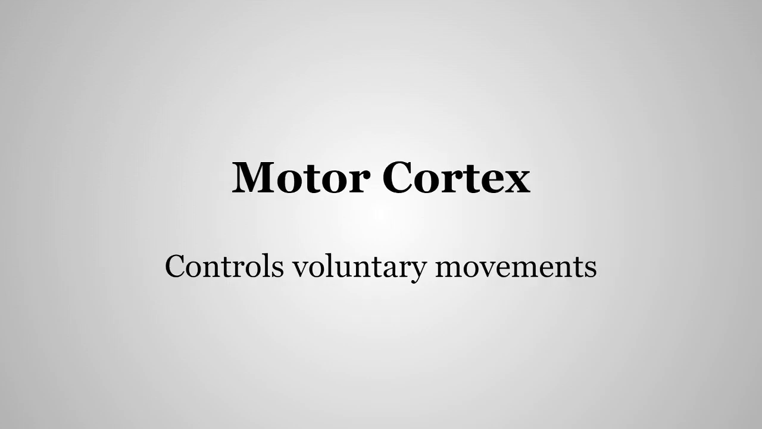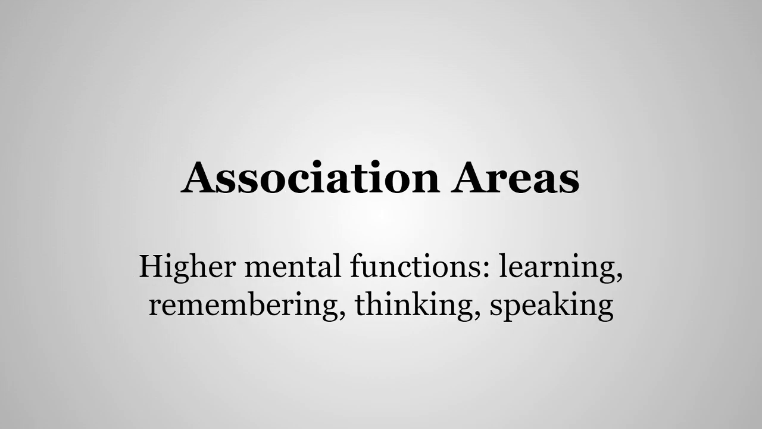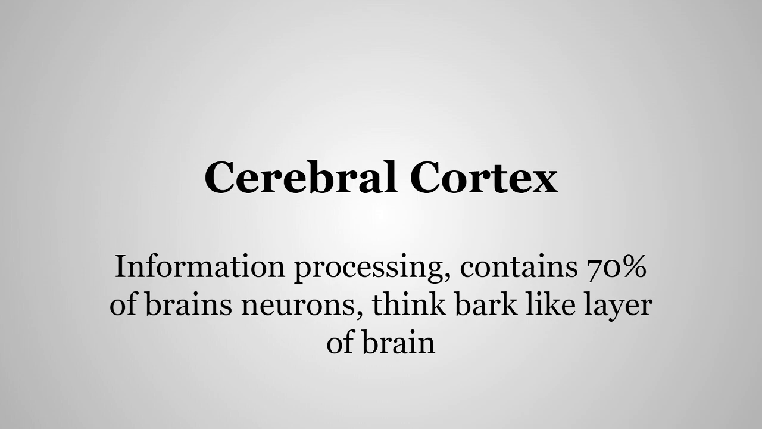Motor cortex. The motor cortex controls voluntary movements. Sensory cortex. The sensory cortex registers and processes body touch and movement sensations. Association areas. Association areas are higher mental functions, including learning, remembering, thinking, and speaking. The cerebral cortex. Information processing contains 70% of the brain's neurons. It is a thick, bark-like layer of the brain.